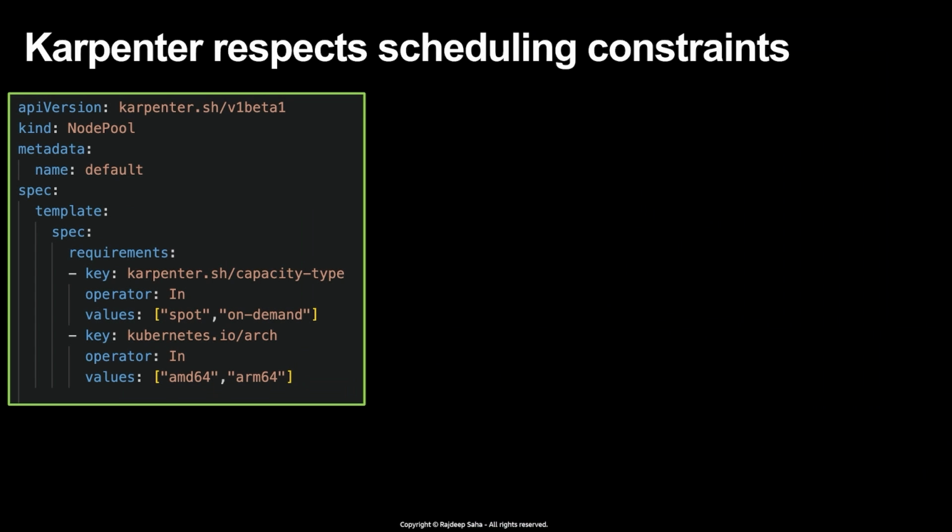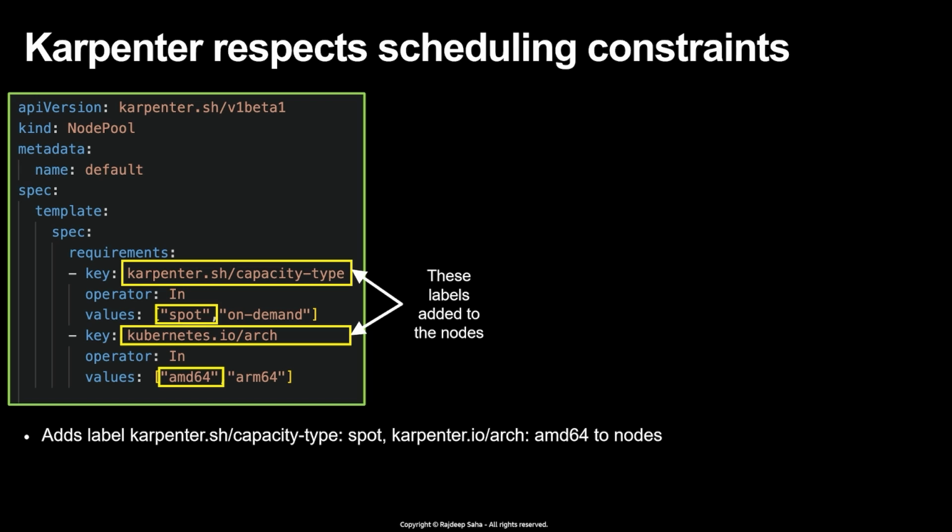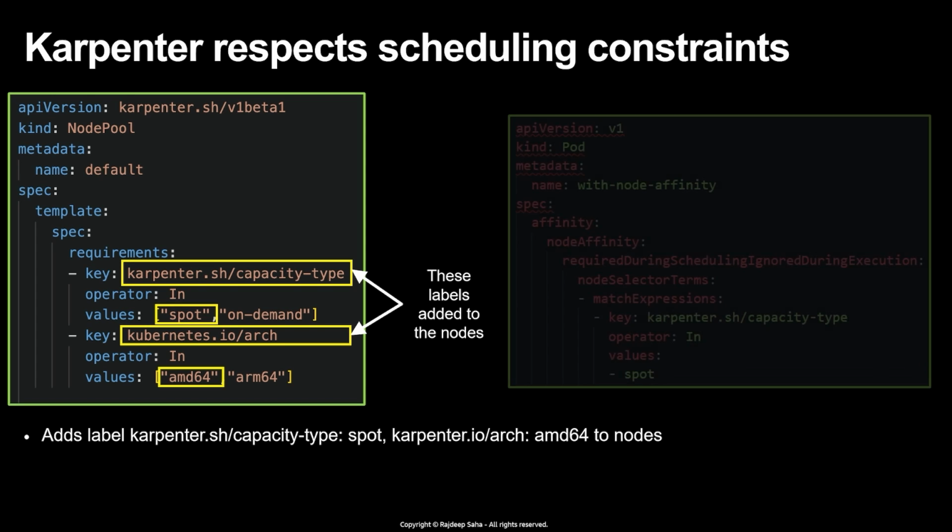Let's say this is the node pool on the left, and let's say it provisions EC2 instances with capacity type spot and architecture type x86, which is AMD64. As it provisions these nodes, these labels will be added to the nodes. So that means you can use those labels to schedule other pods.